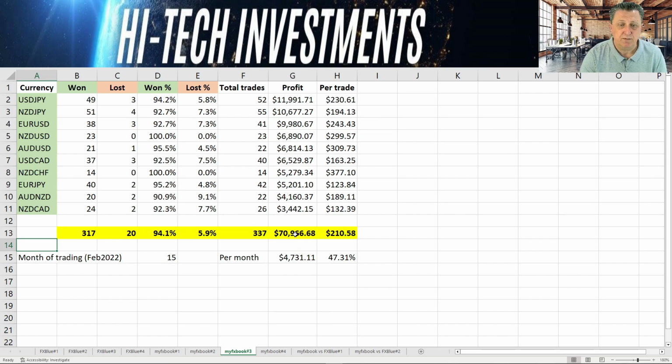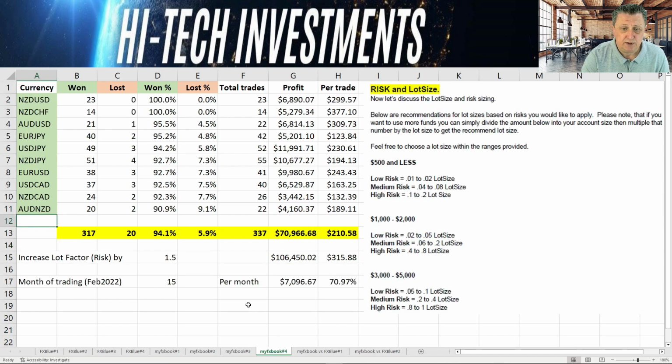337, and that also means that part of the profit has gone away. It's down to $70,000 now, but you can see per trade has gone up. Before it was about $160, now it's up to $210. So basically things are getting a lot more effective. If we calculate the monthly trading again over the 15 months, only trading those particular 10, the monthly profit would have been 4,731 or 47.31%, which has obviously gone down because before we were trading more. But there is again a bit of sanity to all this.